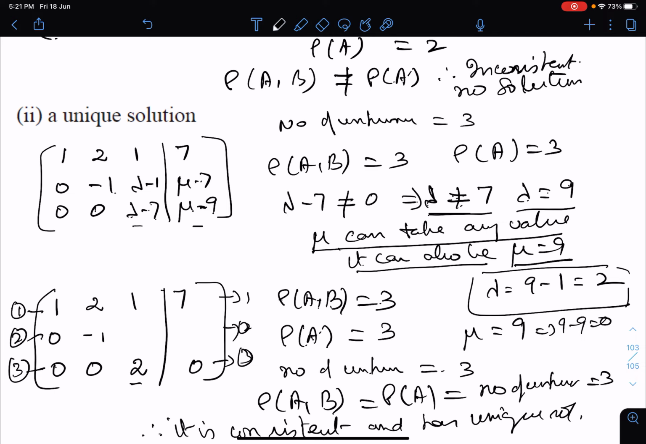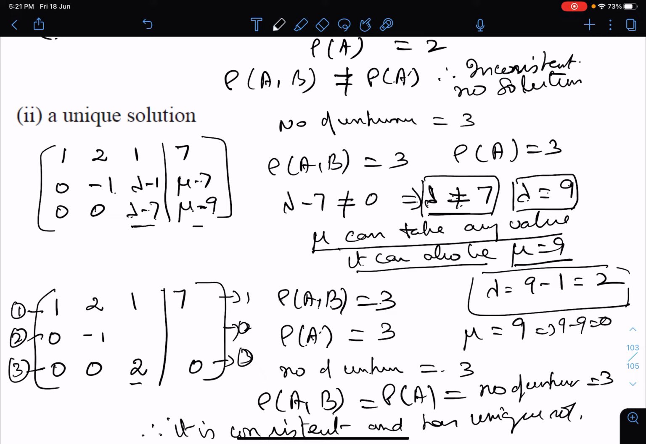Okay, this first one I am putting as lambda minus 7 not equal to 0, which means lambda should not be equal to 7. It should be other than 7. Any element you can take: minus 2, minus 3, 9, 10, 11, 12, anything. Here I have considered lambda equal to 9. So these two are very important.